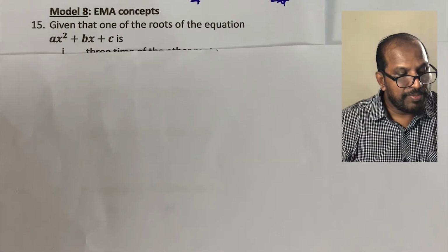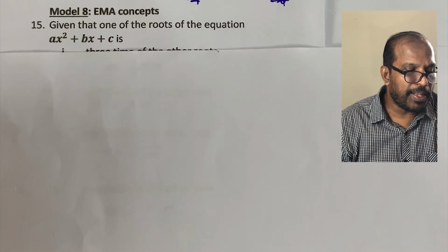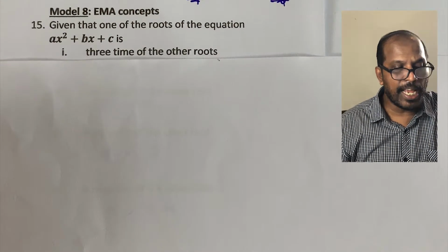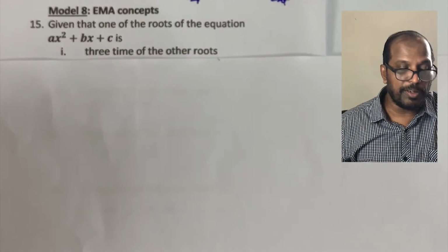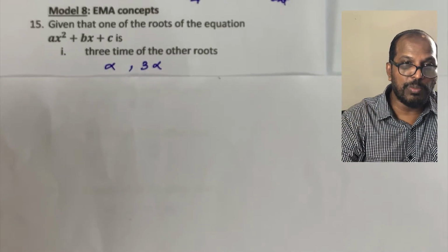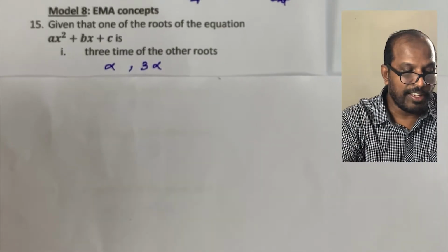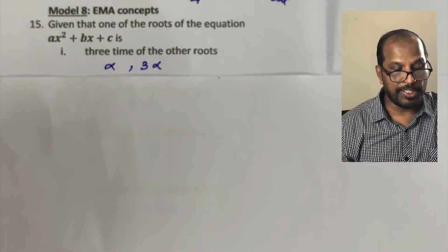You are given that one of the roots of the equation ax squared plus bx plus c is 3 times the other root. If one root is 3 times the other root, it means if one of the roots is alpha, automatically the other is 3 times more, it means 3 alpha. That means both roots are alpha and 3 alpha. This is the meaning of the sentence.